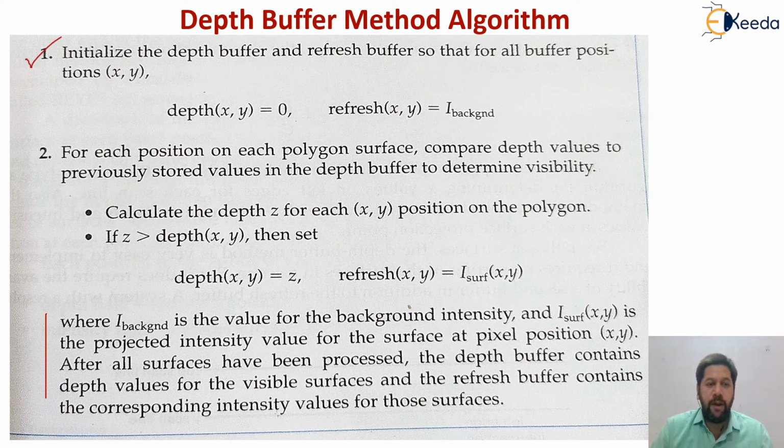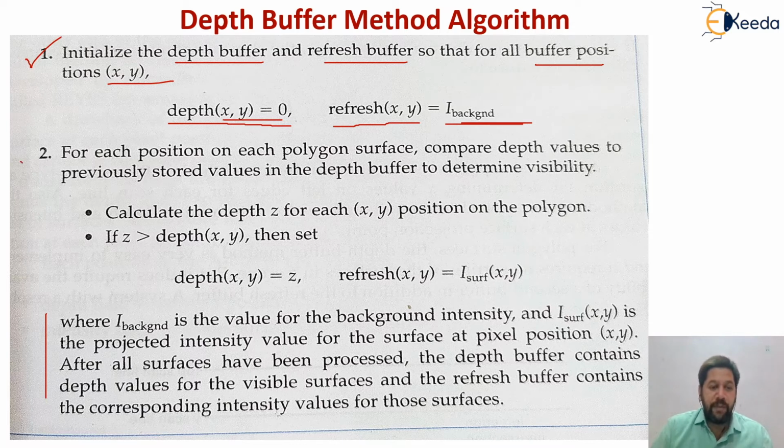What is my step number one? Initialize the depth buffer and refresh buffer so that for all buffer positions x comma y, the depth x comma y is equal to 0. What is my depth value? In the depth buffer, the initial value of all the xy pixels is 0. Whereas in my refresh buffer, or the frame buffer, the xy value is set to background. I indicate intensity, the color of that particular pixel is set to the background. So this is my step number one.